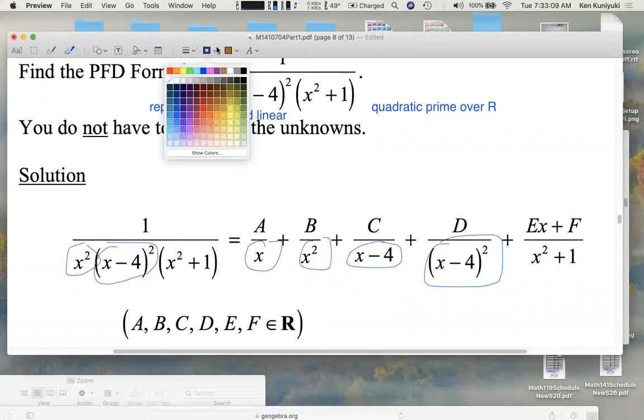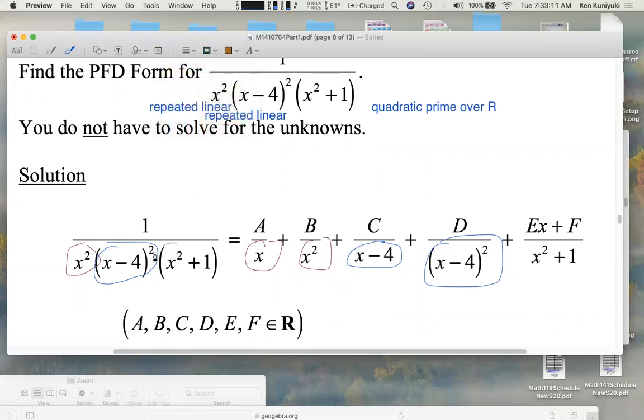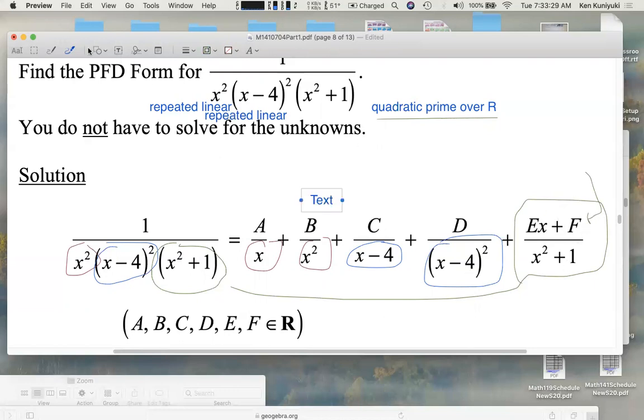Finally, in green, x squared plus 1, our quadratic that's prime over the reals, x squared plus 1. Because of that, we get this guy here. We copy him down below, x squared plus 1, but be prepared for a linear form on top. Not just a constant. We could have something as bad as a linear form up on top.